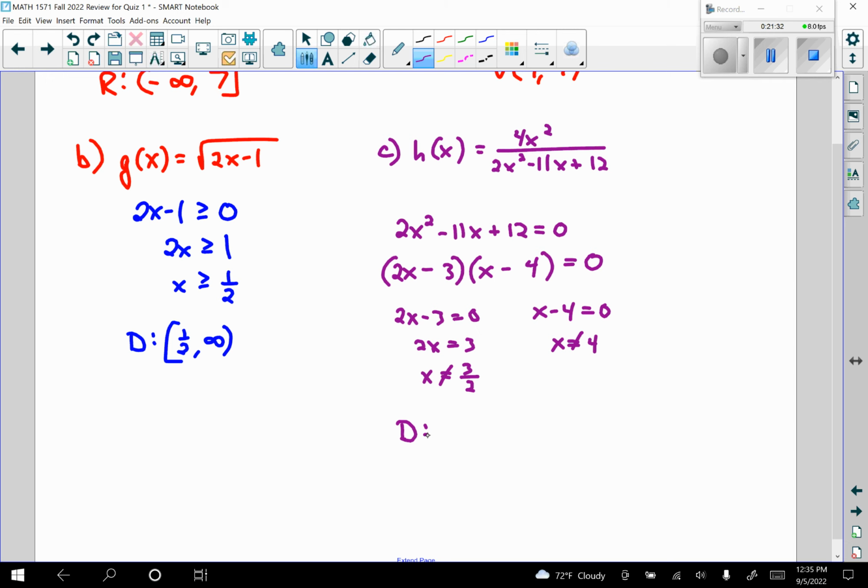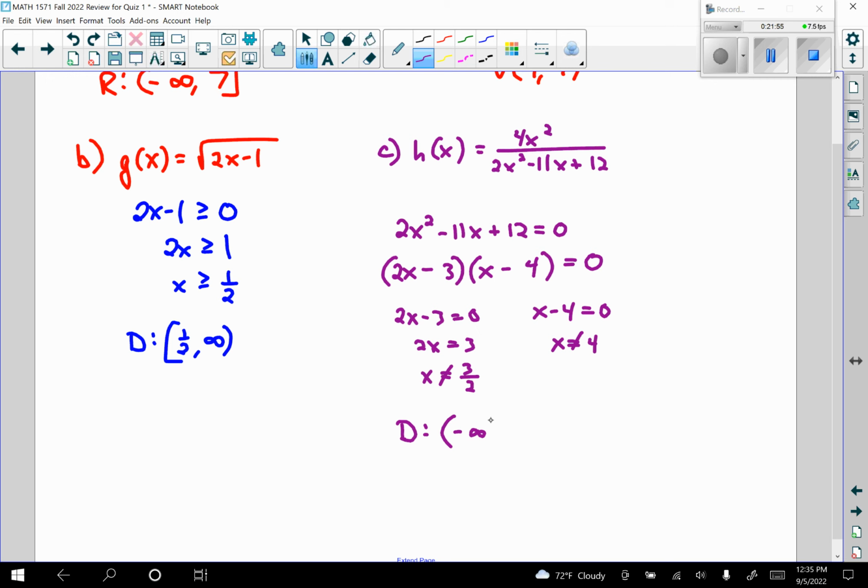And you guys could even write it out that way if you don't want to use interval notation. You can say the domain is all real numbers except x equals 3/2 and x equals 4. You could say the domain is all real numbers, and then you could just put these symbols in. X cannot equal 3/2, x cannot equal 4. But it looks a little bit nicer, and since WebAssign also had you practice with interval notation, I'm going to do it this way.